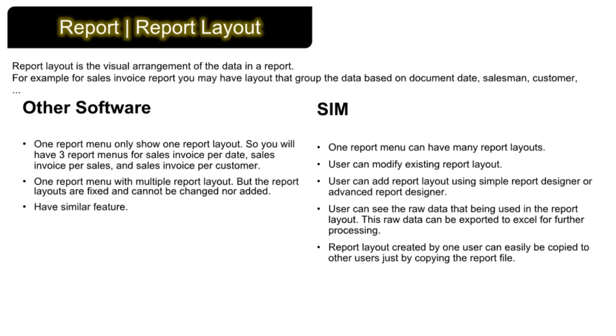User can also see the raw data that forms the basis of a report. This raw data can be filtered or even exported to Excel for further processing. Once you save a report layout, giving it to other users is as simple as copy-paste the file. In other softwares, this may be represented in different menus. One menu for each layout. So you will have menu report sales invoice per date, menu sales invoice per salesman, and menu sales invoice per customer. Or it may be in a single menu with options to group by date, salesman, or customer. Some softwares may have this kind of feature as well.